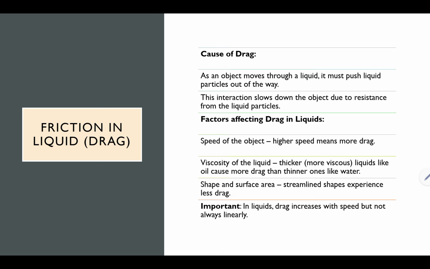Drag always acts in the opposite direction, just like friction, to the object's motion. Now, what causes drag? The cause of drag is that as an object moves through a liquid, it must push liquid particles out of the way, which slows down the object due to the resistance of those liquid particles. Okay, what can make my drag a bit more or a bit less? This water resistance, what can make it more or less? Well, the faster the object is, the more the water resistance or the drag is. Because it's trying to resist you a bit more, the faster you're trying to move.